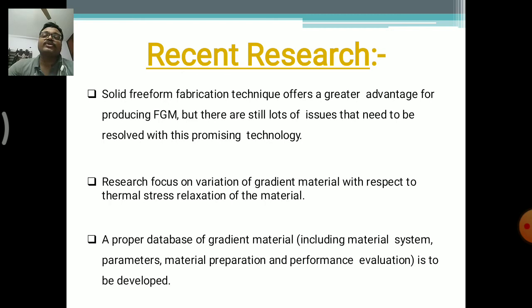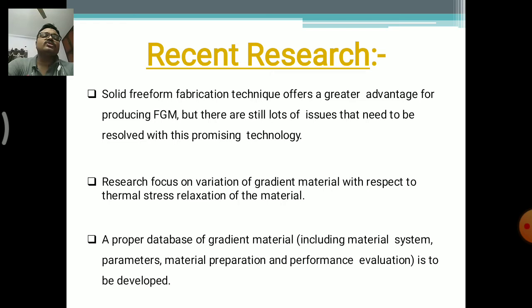That is different types of gradients, porosity gradient, thermal gradient. There are different types of gradients, so variation of gradient material is with respect to the thermal stress relaxation of the material only. And last one is that a proper database of gradient material is to be developed. Still it is under the research process only. There are some good results coming in the recent future.